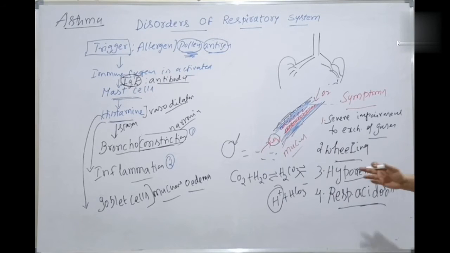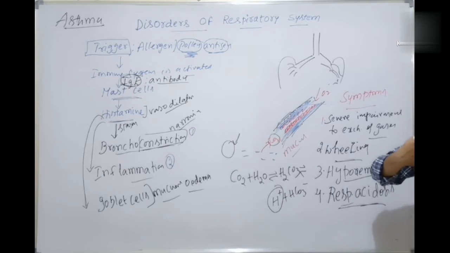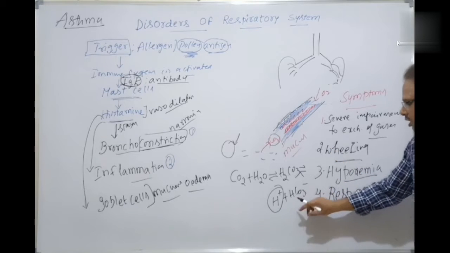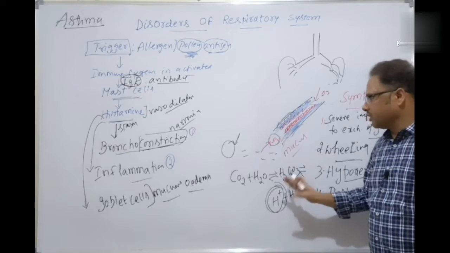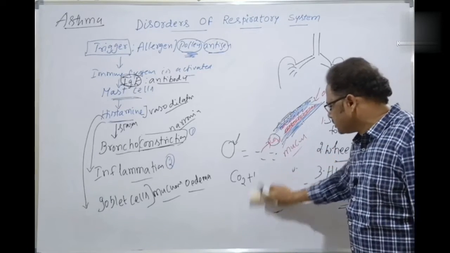So it is very, very dangerous, isn't it? The carbon dioxide should actually be released out. But here there is respiratory acidosis, because of which there is severe accumulation of acidity here, an acidity problem. Okay, students. And this is one manifestation. And the next one, let's discuss.